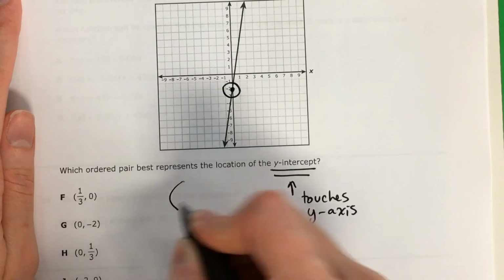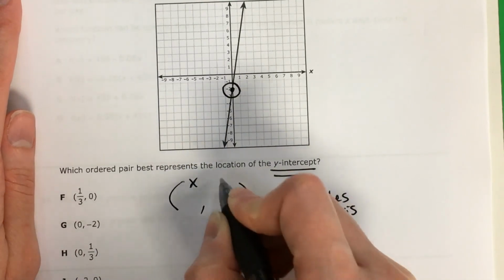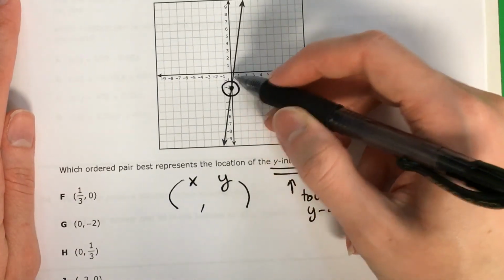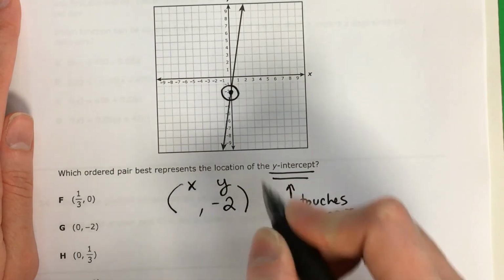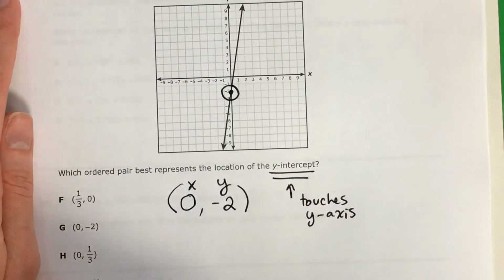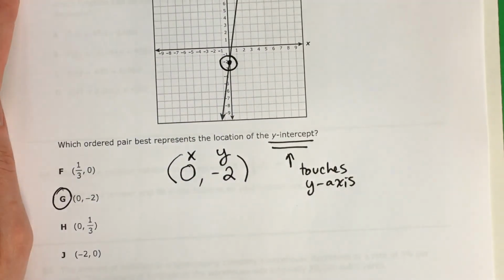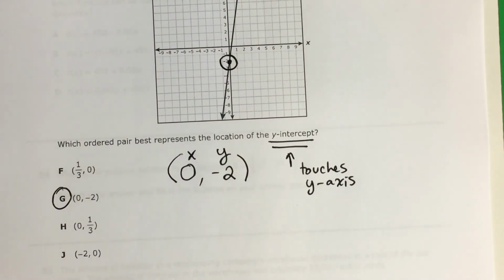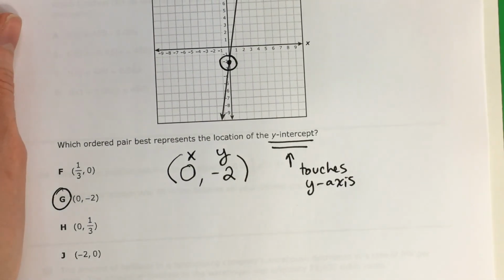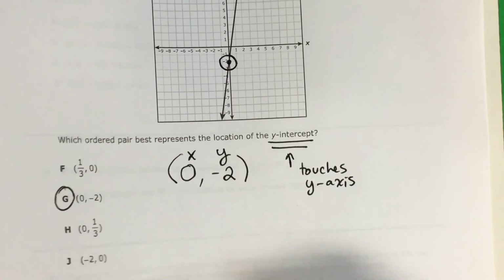So let me do my ordered pair. It touches y at -2. So y is -2 and it touches, so that's a 0. So it's (0, -2). And looks like the answer is G, (0, -2). Okay, next question.